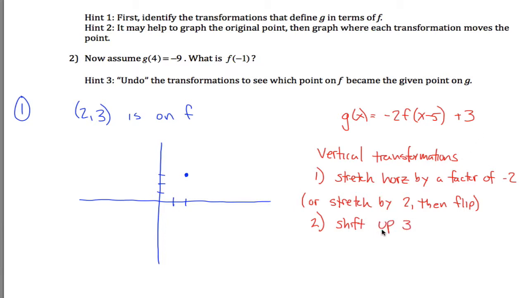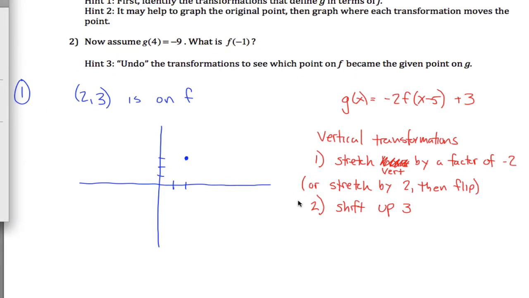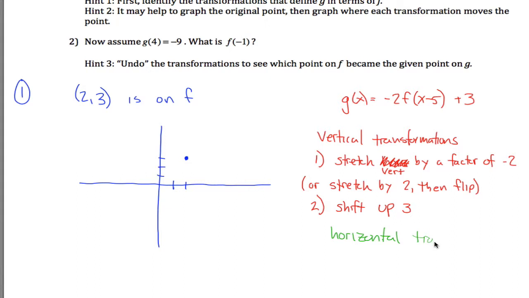So this +3 causes you to shift up 3. This -2 causes you to stretch horizontally. That's not true. Stretch vertically by a factor of -2. And then there's one more transformation. We haven't talked about this -5. That's actually a horizontal transformation. It's the only one. We'll list it down here. With -5, you might think it should go to the left by 5, but it doesn't. It actually goes to the right by 5. It'd be shift right 5.